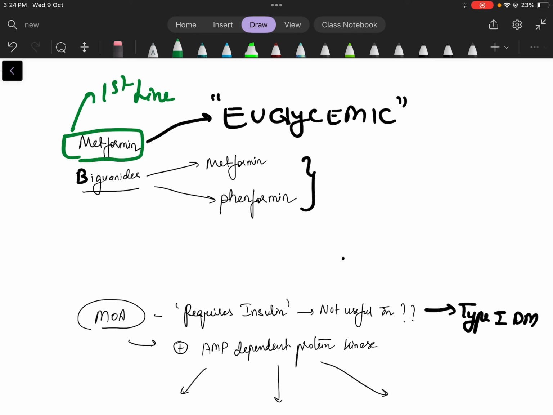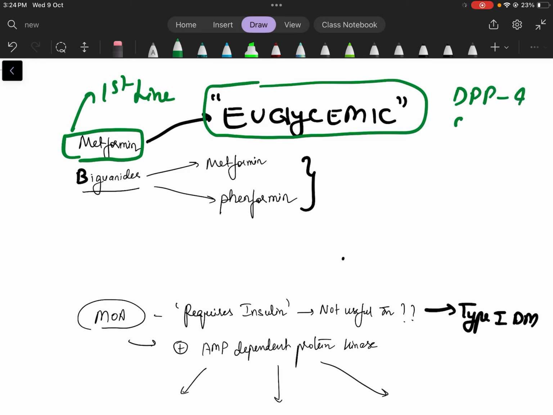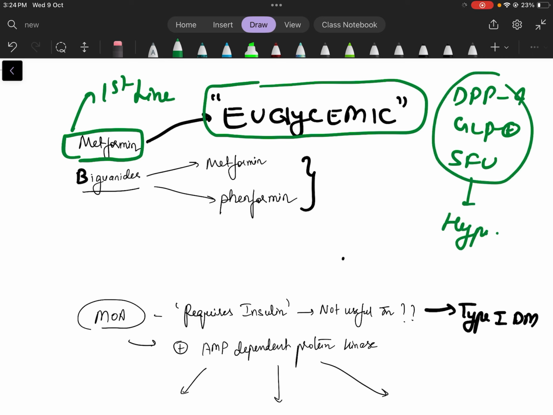As I've highlighted, metformin happens to be a euglycemic agent. When I talk about other drugs, for example DPP-4 inhibitors, GLP-1 agonists, or even sulfonylureas, they all essentially cause hypoglycemia. This is one of the special features of metformin. It does not cause hypoglycemia, it causes euglycemia. Hence it's called euglycemic.